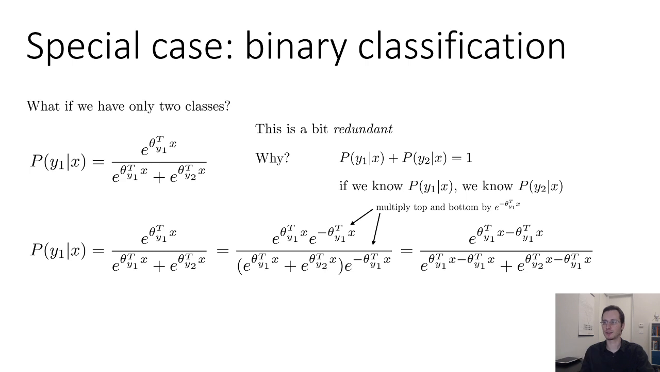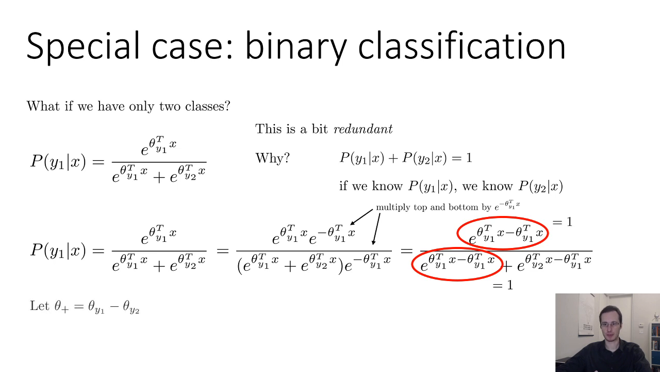So you can equivalently write this as e to the theta y1 transpose x minus theta y1 transpose x. And in the denominator, you have e to the theta y1 transpose x minus theta y1 transpose x plus e to the theta y2 transpose x minus the theta y1 transpose x. So, of course, the y1 minus y1 bits will cancel out and it'll turn to 0, and the exponential of 0 is 1, right? And the same thing happens in the denominator. So we're going to actually simplify this function considerably.